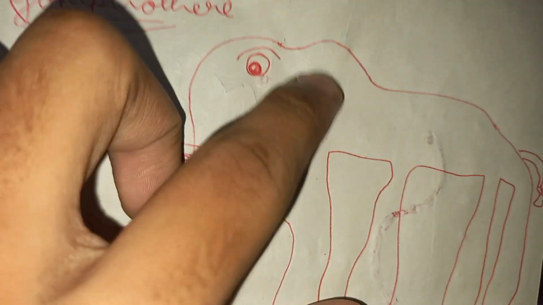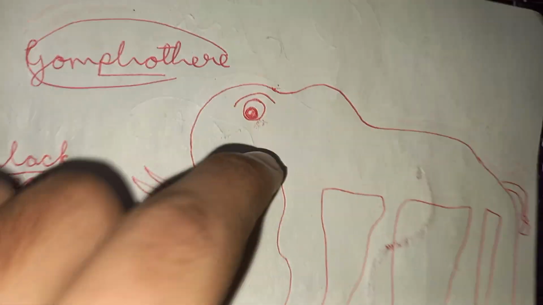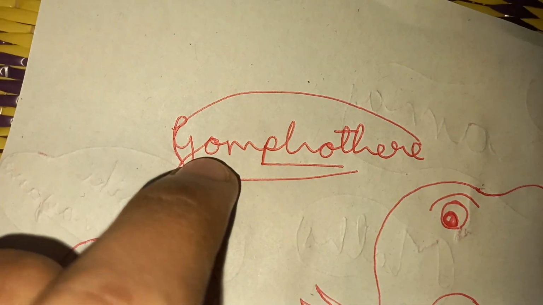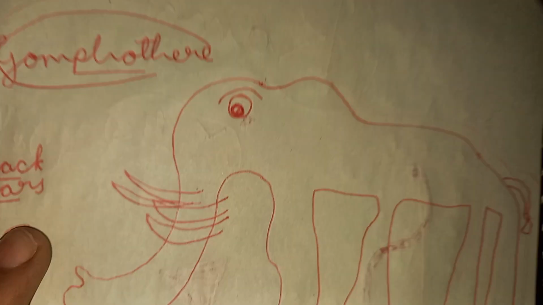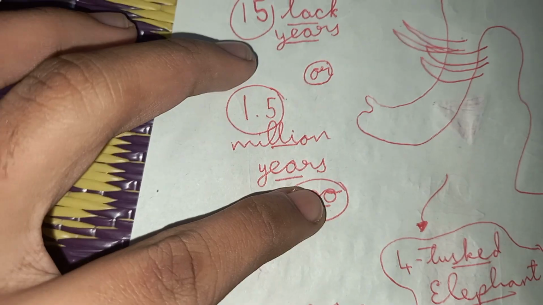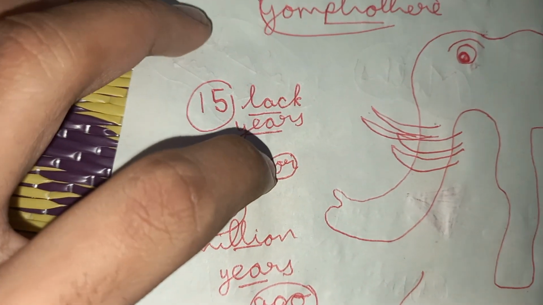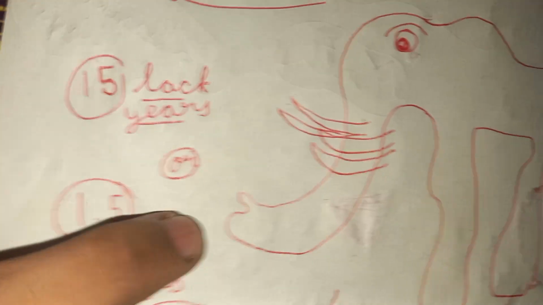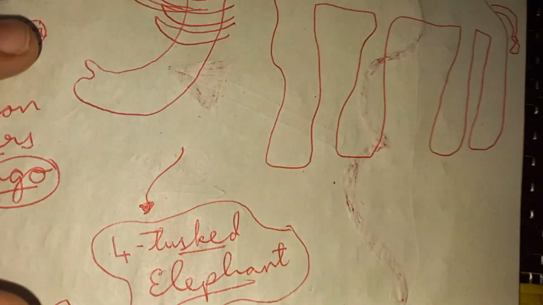Do you know this? This is a 4-tusked elephant. This 4-tusked elephant is not present today, but it is another species of elephant. It is known as the Gomphothere. Gomphotheres are not elephants, but elephant-like animals, and they existed about 1.5 million years ago, or 15 lakh years ago. Since they existed so many years ago, the Ramayana also happened so many years ago.